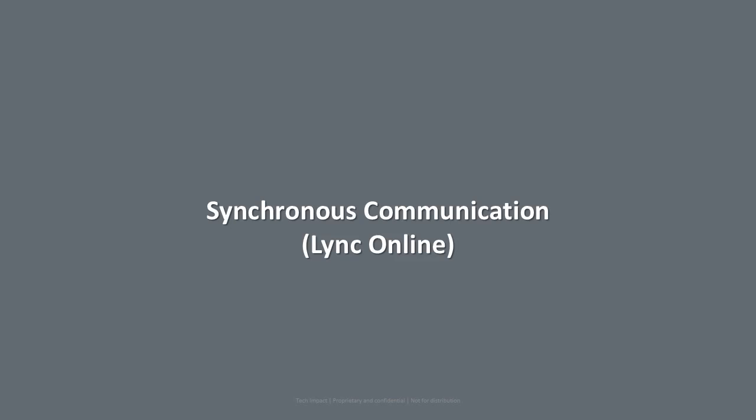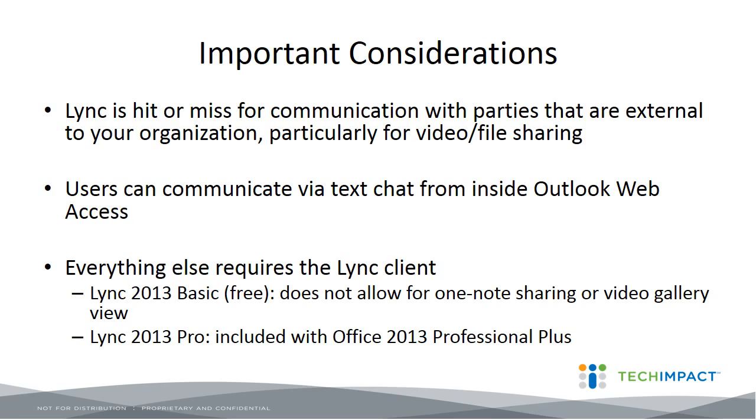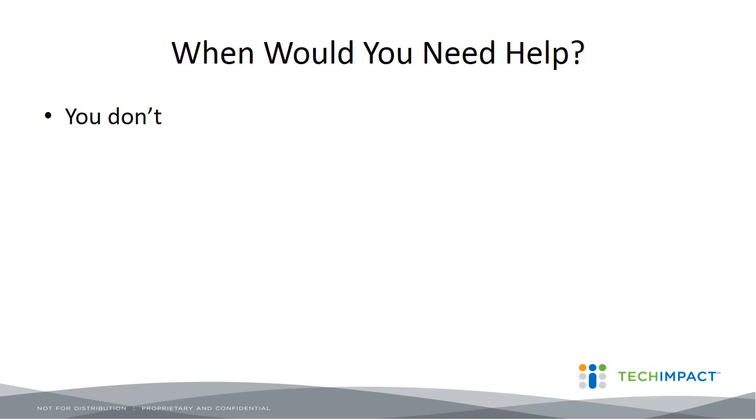Link is also very, very straightforward. I have all 3 slides about that. The one thing to keep in mind is that for a lot of stuff you need the Link client. There's a free basic version of the Link client which you can download through Office 365. It doesn't allow for OneNote sharing or a video gallery view where you can see multiple people's faces at once. For that you need the Link 2013 Pro client, which is included with Office 2013 Professional Plus through TechSoup or if you have the E3 licenses. So just keep that in mind. Again, you don't need our help for that.